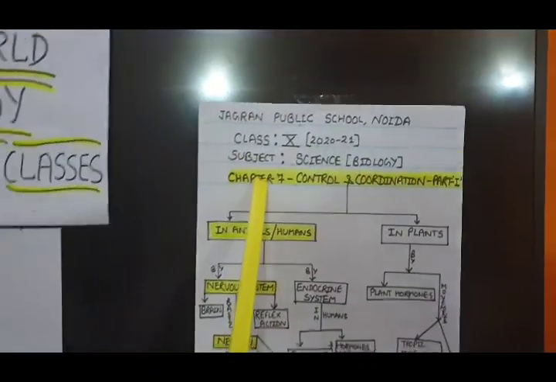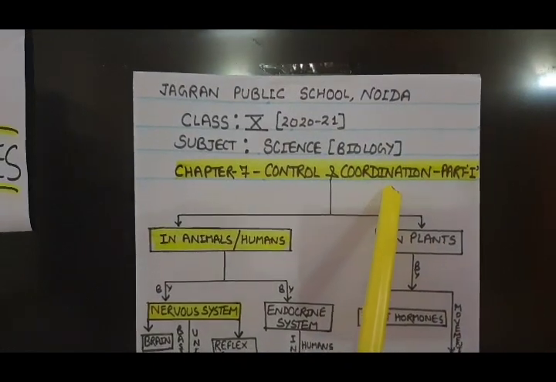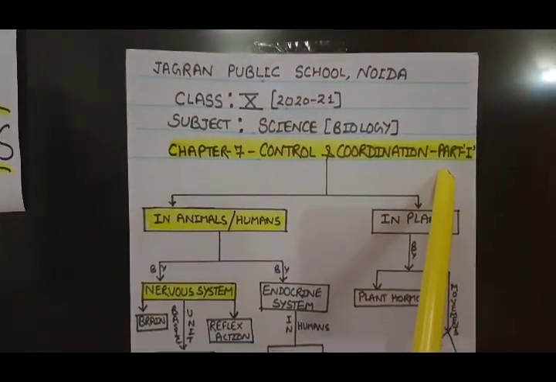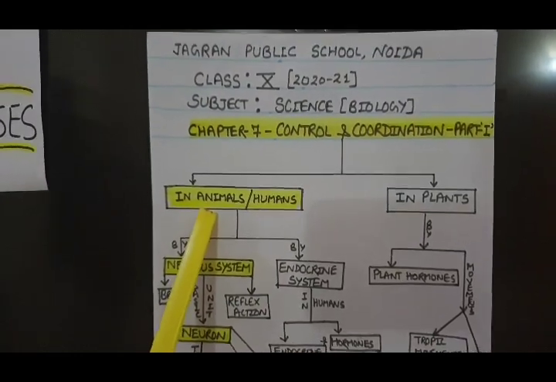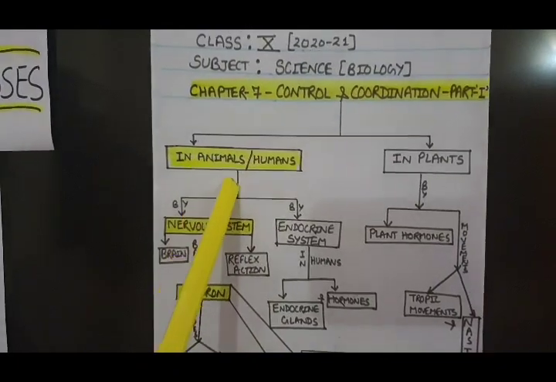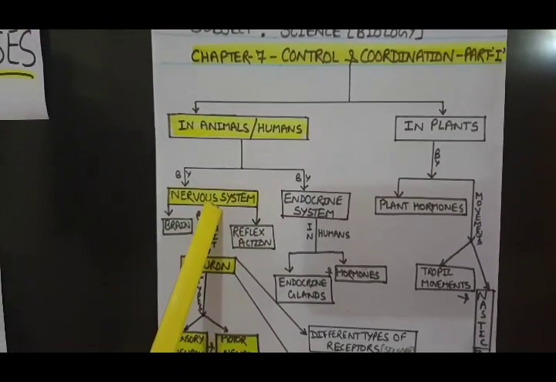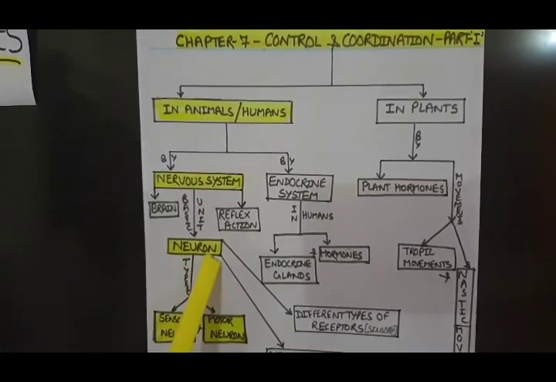In today's class, I will start the chapter 7, Control and Coordination, and in part 1, we will focus on the control and coordination process in animals and humans. And in this also, we will focus on the nervous system's basic unit, that is neuron.